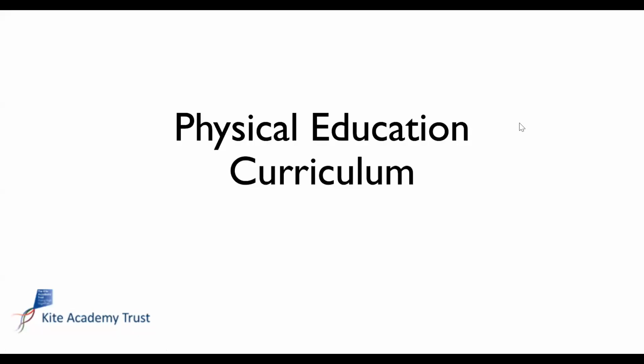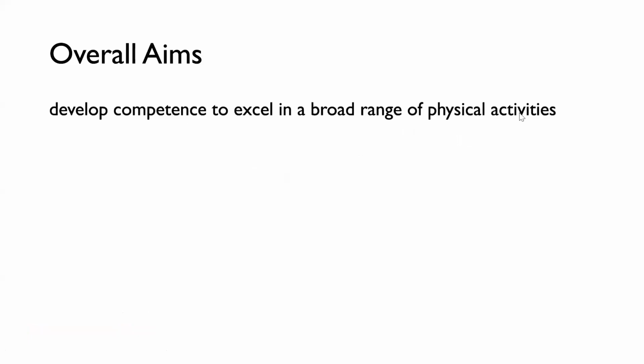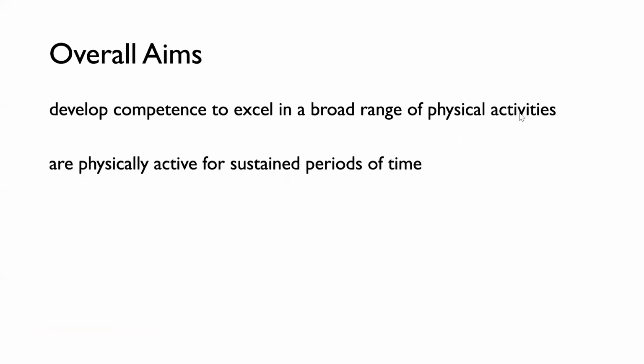In this short video, I'm going to be talking through the key aims and decisions behind our PE curriculum. Please first have a read of the overall aims of the National Curriculum for PE. Develop competence to excel in a broad range of physical activities. Are physically active for sustained periods of time. Engage in competitive sports and activities.